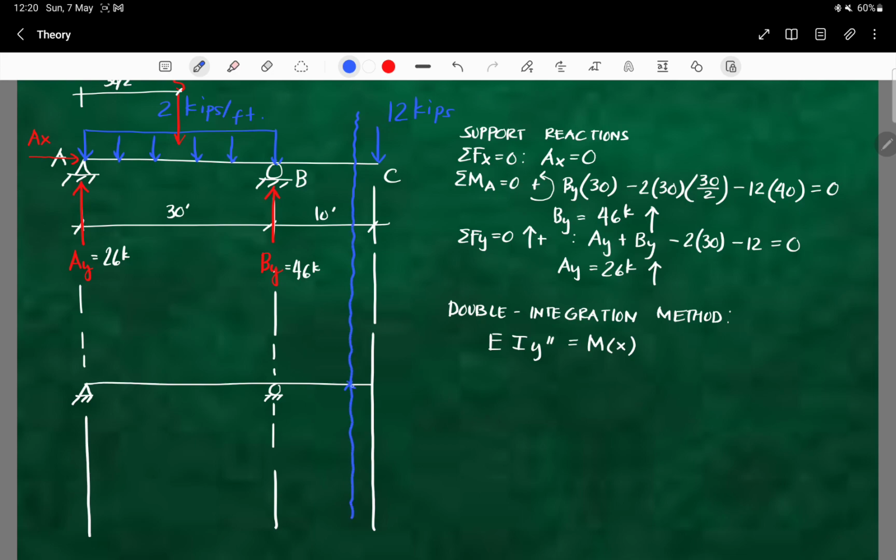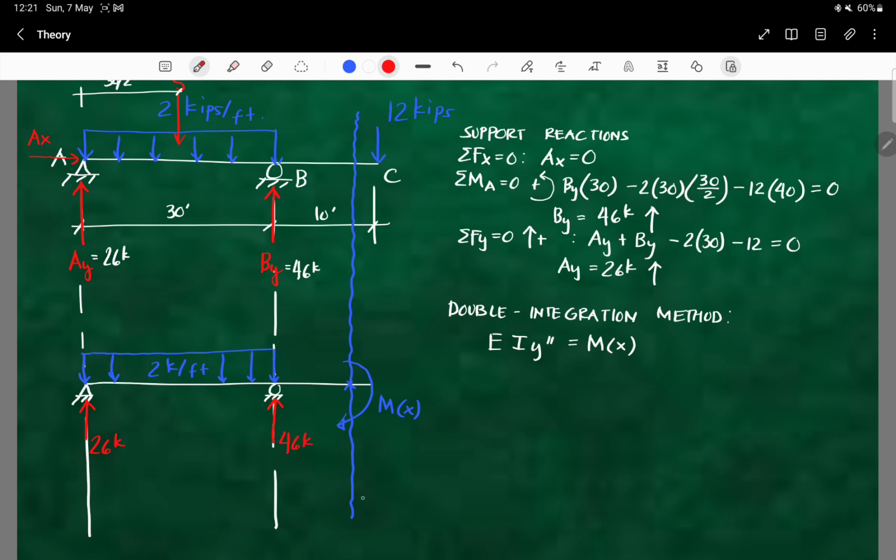Then gawan ko ng equation ng moment dito. So I have this moment of x. Okay? So gawa natin ang equation yan. So bali yung mga forces na meron tayo dito, the first one is itong 2 kips per feet. And aside from that, we have also itong 26 kips na reaction. And we have also this 46 kips na reaction.